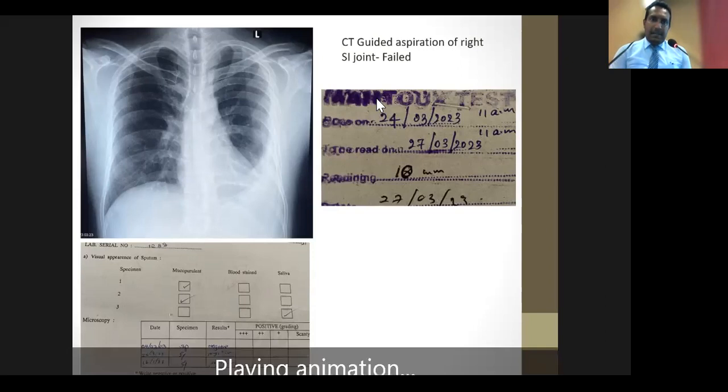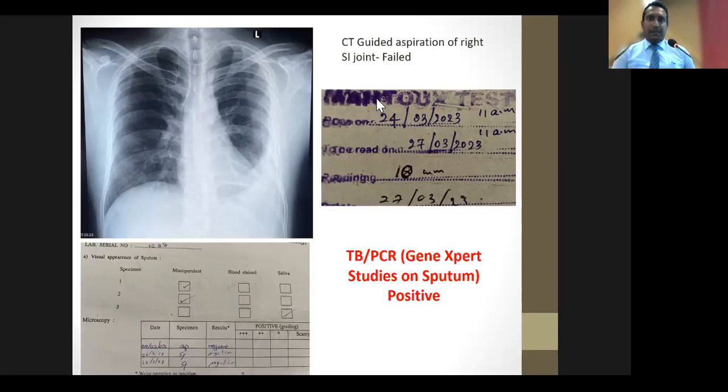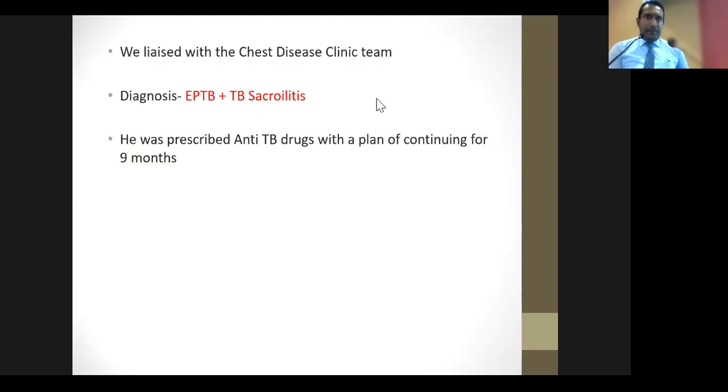And TB-PCR, GeneXpert studies on sputum, came as positive. So we liaised with the chest disease clinic team. After discussing with them, we made the diagnosis as extrapulmonary TB with TB sacroiliitis. He was prescribed anti-TB drugs with a plan of continuing for 9 months.